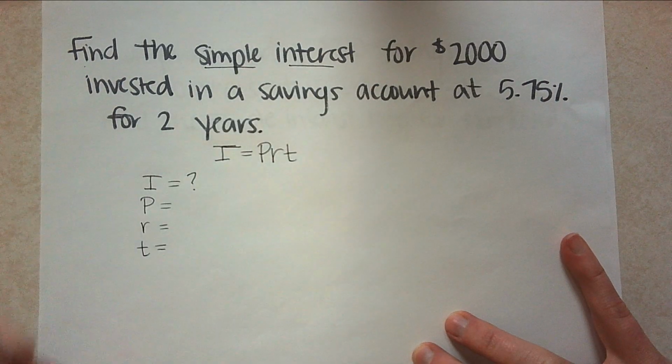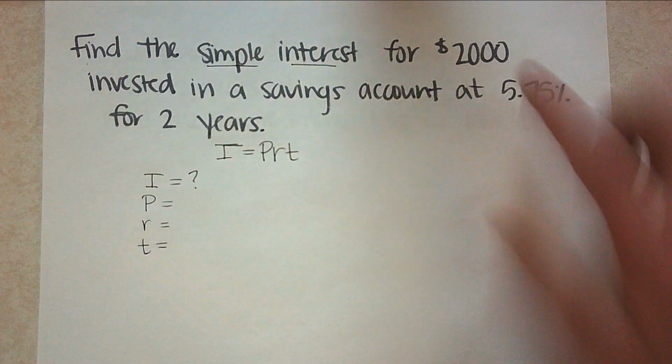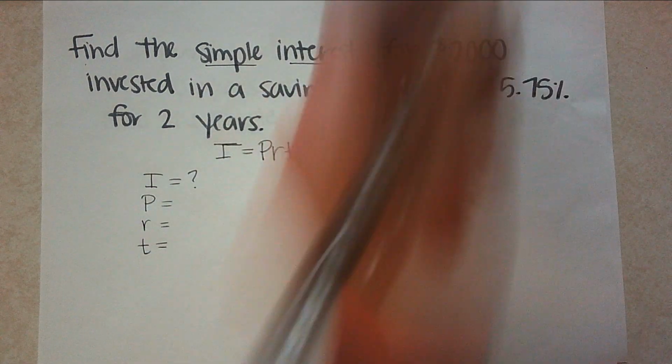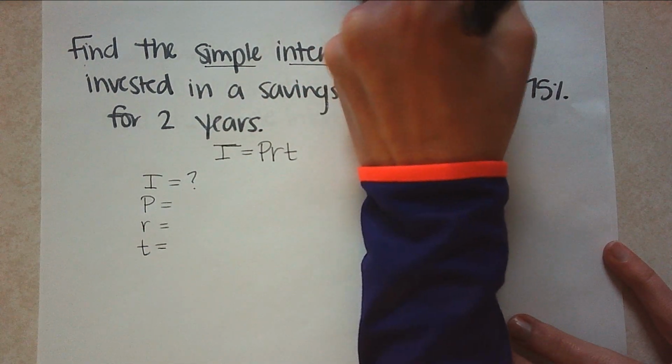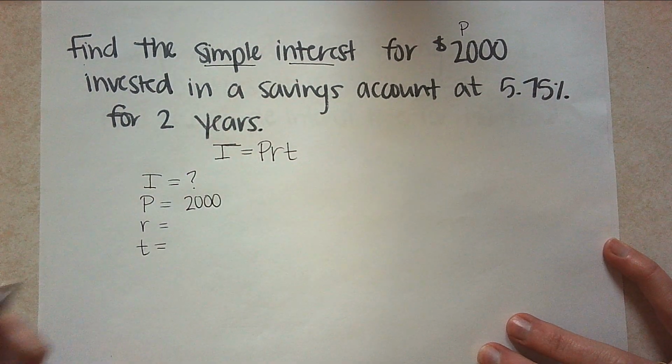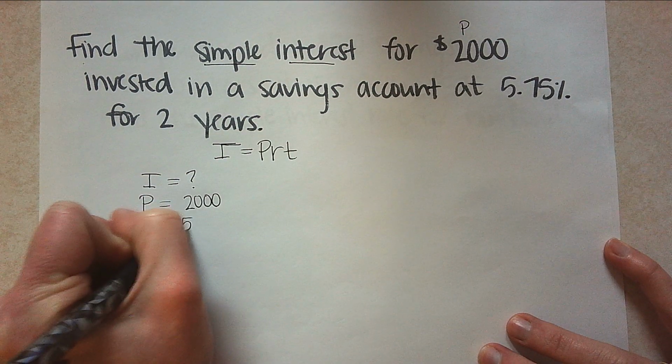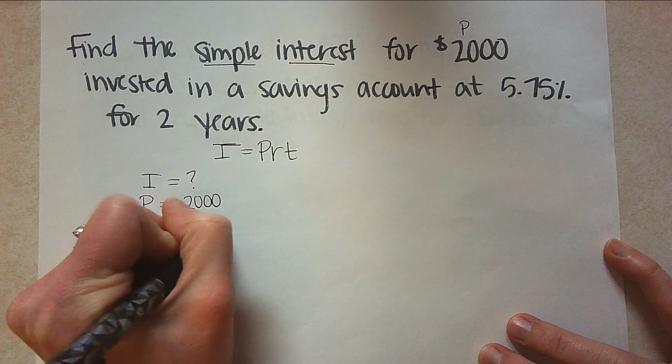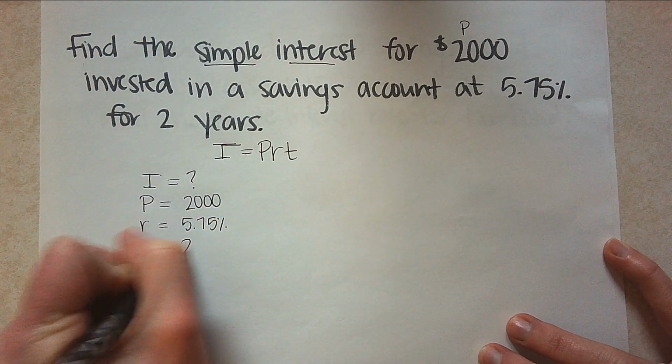When we're talking about simple interest, I'm always going to write my equation I equals PRT. And then I kind of like to have these little sidebars: I equals, P equals, R equals, and T equals. Find the simple interest. We're not sure what the interest is. The principal is the money that we invested, the money that we put into the savings account. So principal is $2,000. Our rate is 5.75%, and our time in years is 2 years.